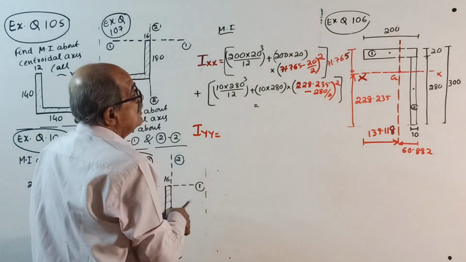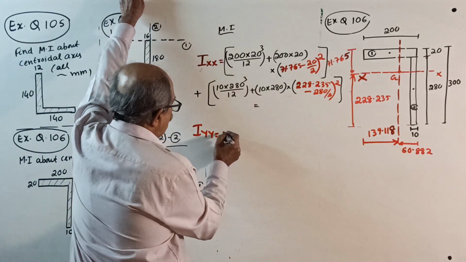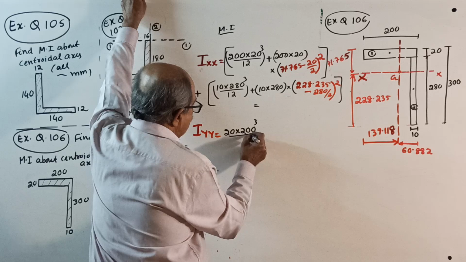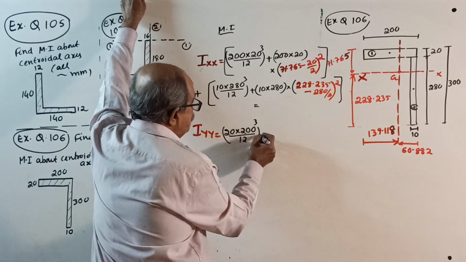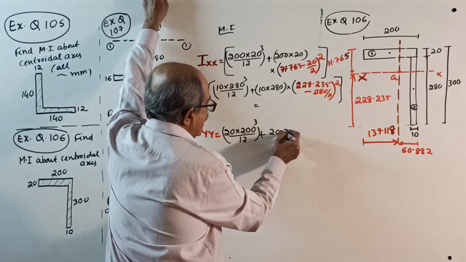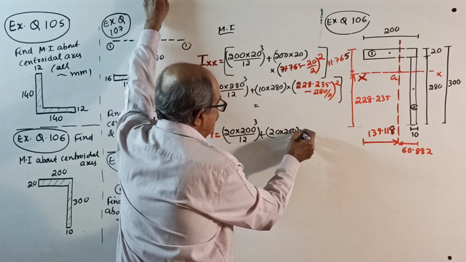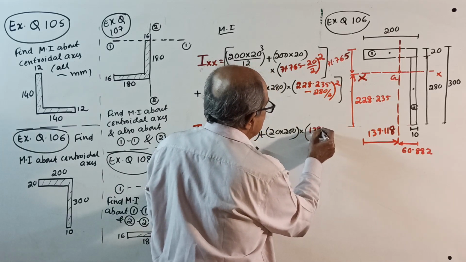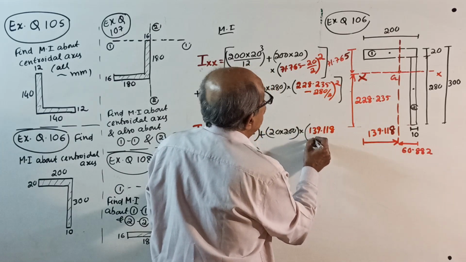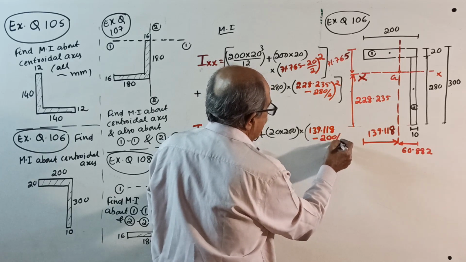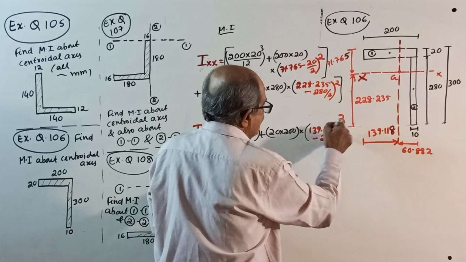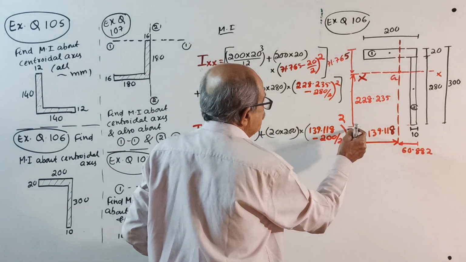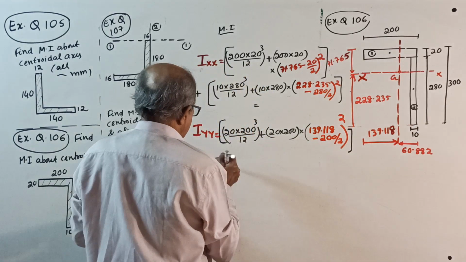This question, for part 1: 20 into 200 cube by 12, Ig, plus 20 into 200 is the area, into 139.118 minus 200 by 2 whole square. Actually you have to write it horizontally. Here there is a space problem, you should not write this way. Horizontally you have to write. Okay, plus second one.